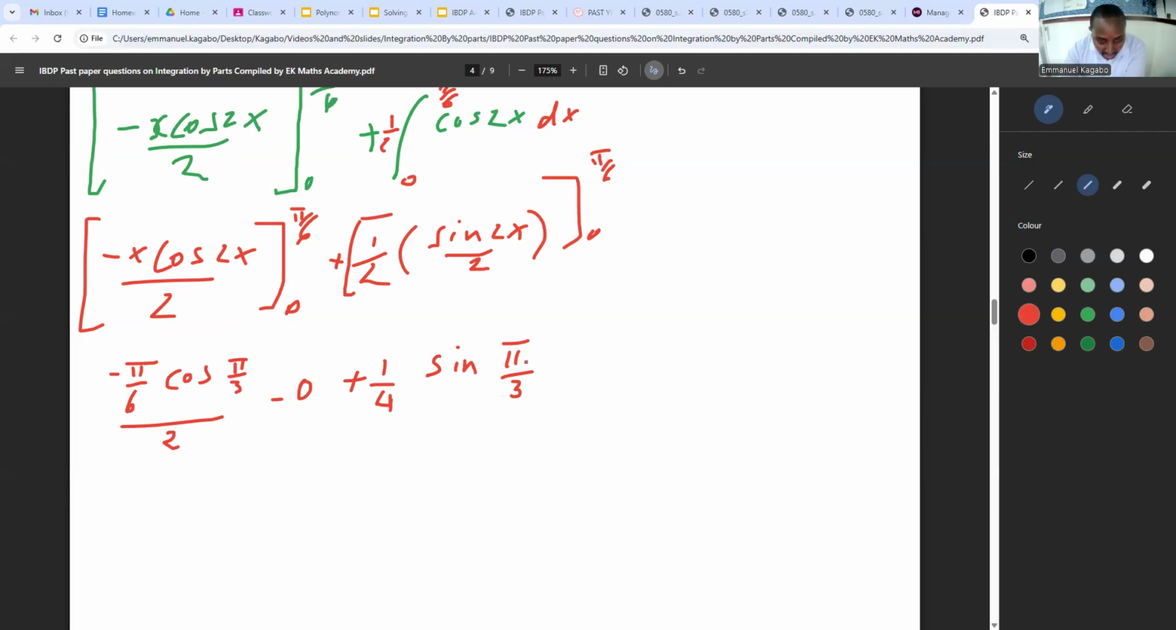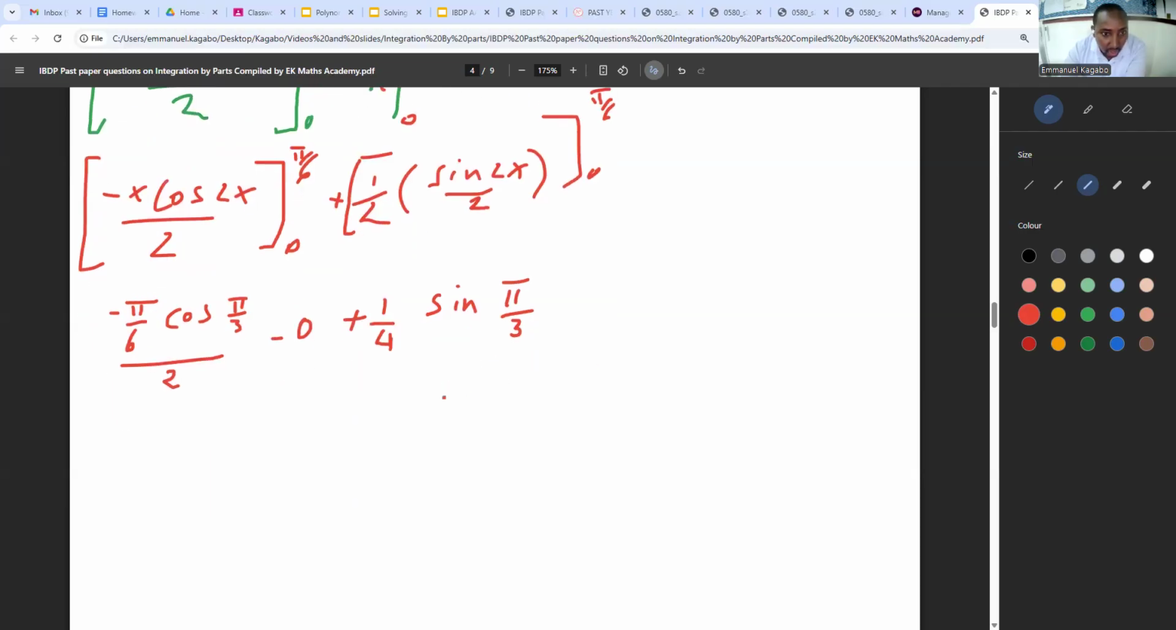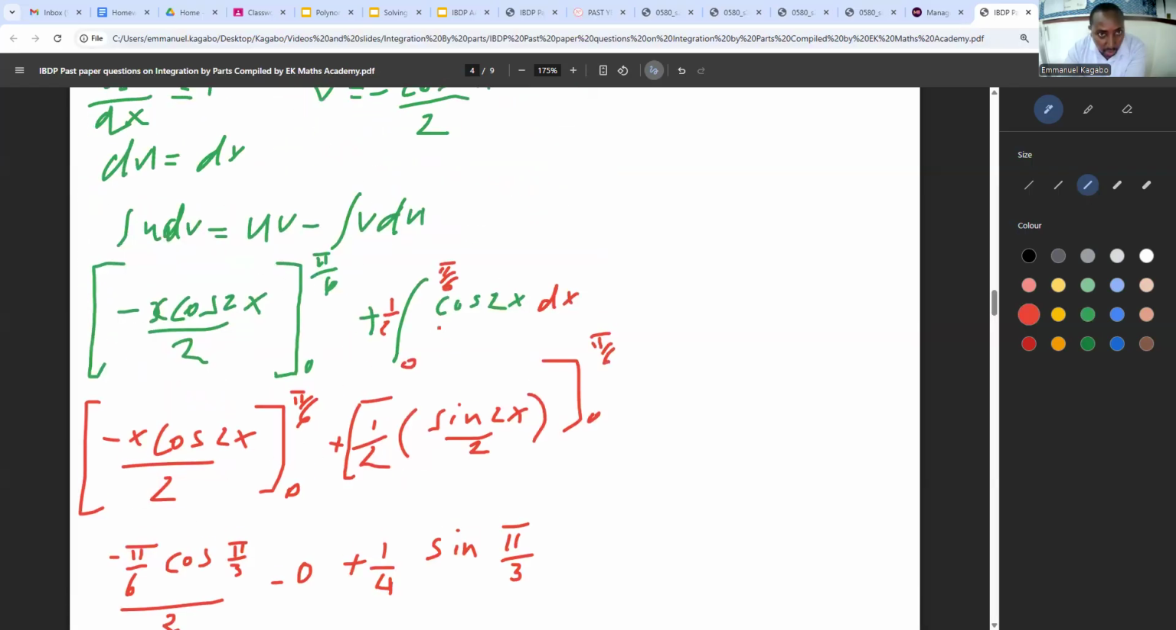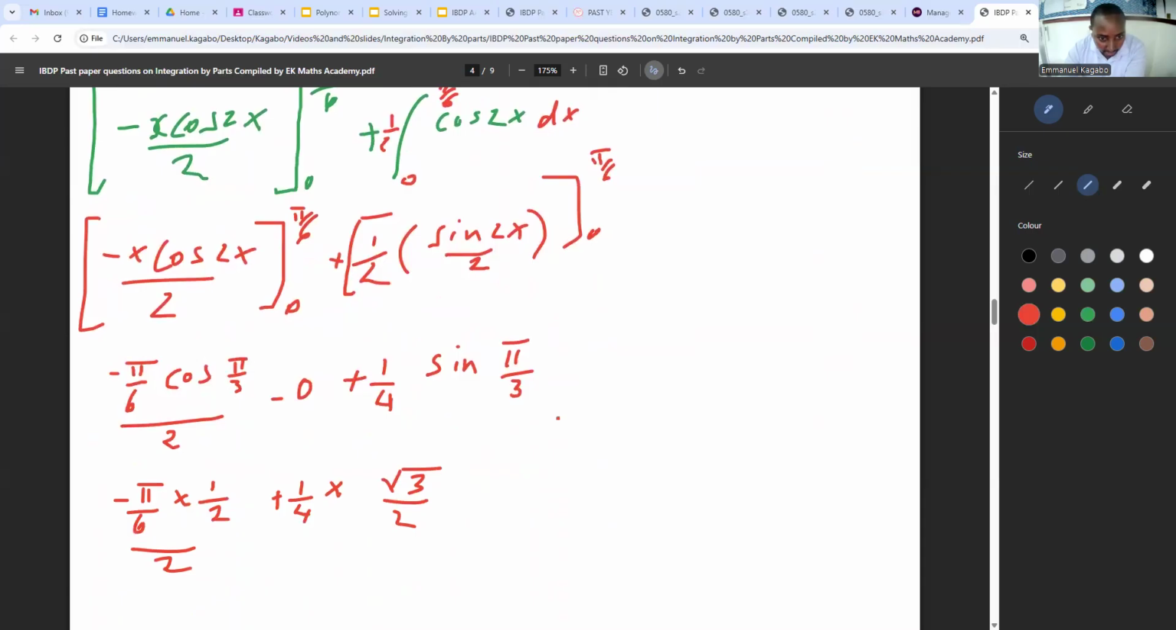So now, what is the sine pi over 3, guys? What is it? So when I simplify that, let me start from here. Pay attention to that. You have to know your exact values. So it's negative pi over 6 times a half. I hope you remember that. All of that over 2, because cos pi over 3, that's cos 60, so it's going to be a half. 0 is gone, plus 1 over 4 times the square root of 3 over 2 altogether, guys. Because they told me to show. My answer should be that.